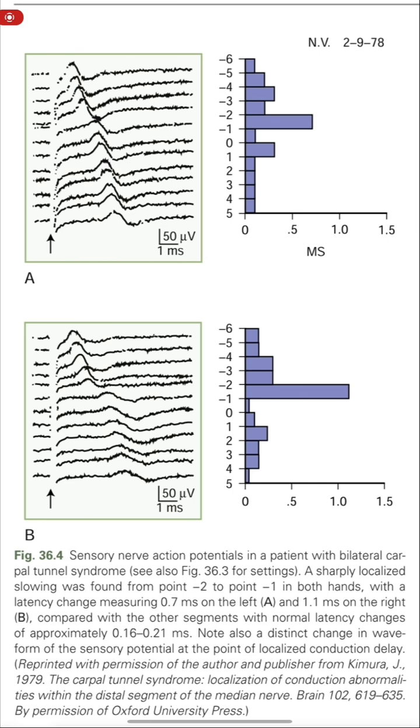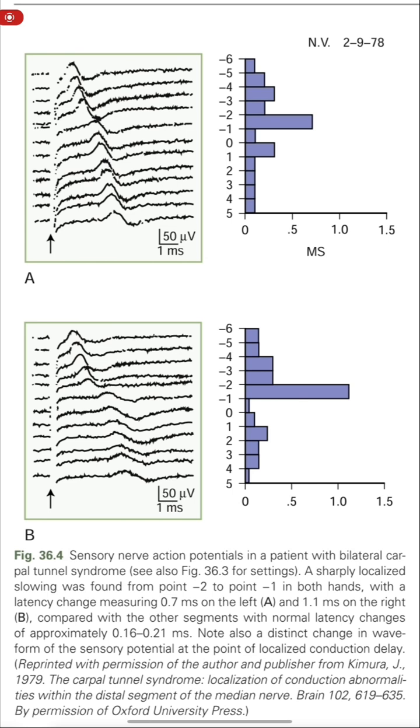The classical example we see for the inching method is carpal tunnel syndrome. Here inching will help us localize the exact portion of the median nerve affected around the wrist joint. So what's the normal latency change across the median nerve at the wrist? Approximately 0.16 to 0.21 milliseconds per centimeter. So when moving the stimulus proximally 1 centimeter, the latency should increase by roughly 0.16 to 0.21 milliseconds.